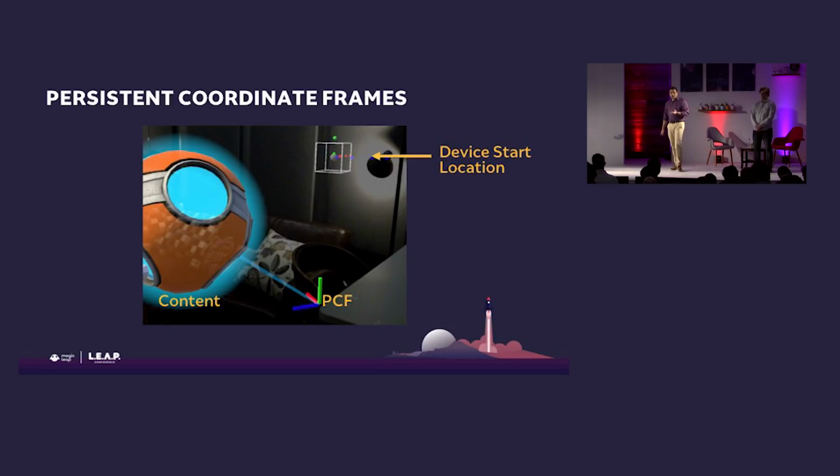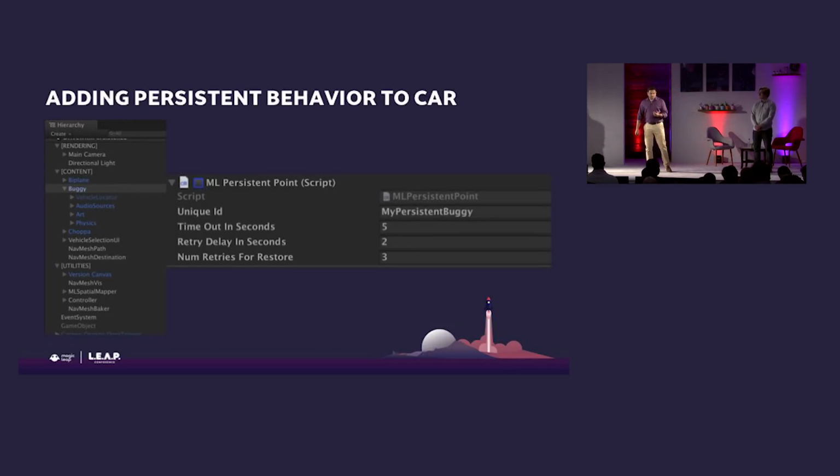All right, let's see how we can add persistence to our Drive project. Since I want to remember the position of the car or the buggy object here, I'm going to first start by adding the MLPersistentPoint behavior. MLPersistentPoint is the one that implements persistence in our Unity package. Let's look at some of the important properties of this behavior.